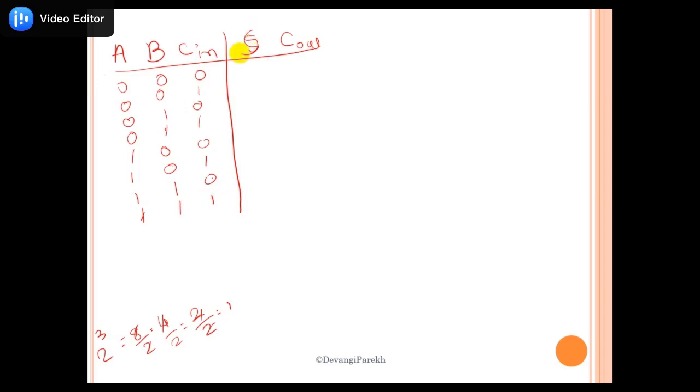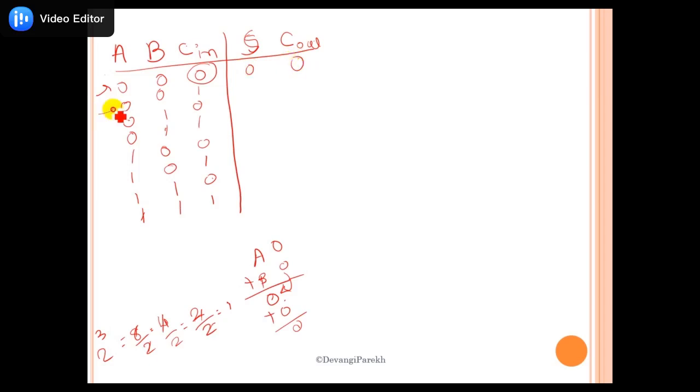So S will produce the sum for these 3-bit numbers, and C will be considered the carry bit of this addition. Our first input is 0, 0, 0. First of all, we have to do the addition between A and B. So A plus B, which is 0 plus 0, the output will be 0. Again this 0 will be added to C, and 0 with 0 will produce 0. So sum is 0 and carry is also 0.